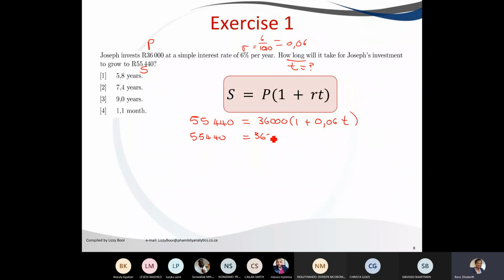Plus 36,000 times 0.06 is 2,160 T. Do you all see the screen now? Is it visible? Yes, I can see. Okay.